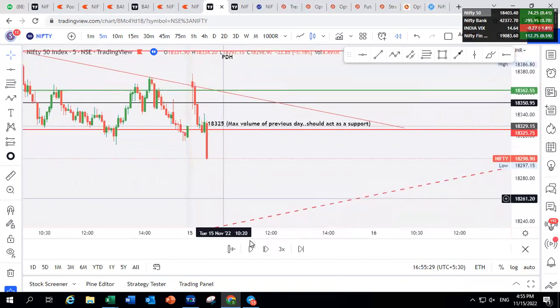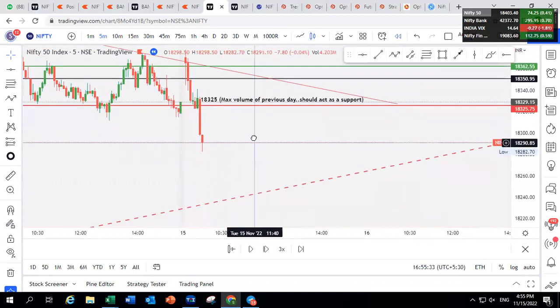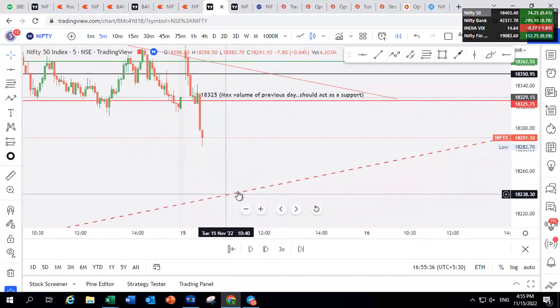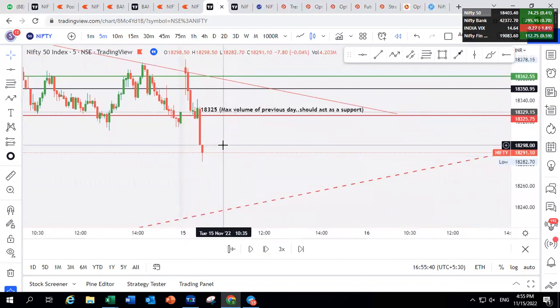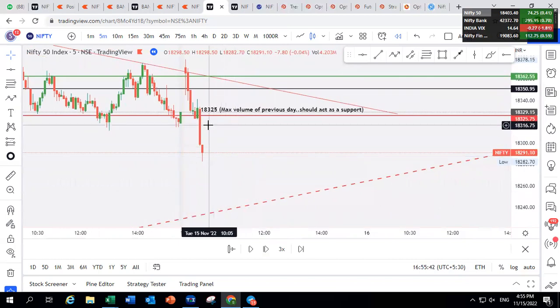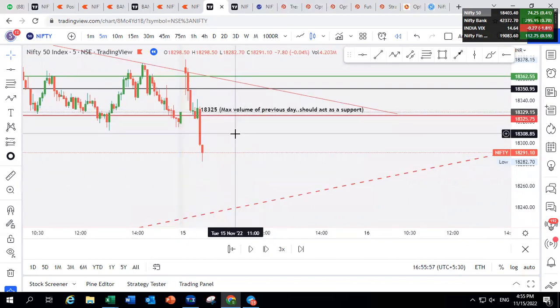Okay. Then the market moved. What is my target? My target was this particular line here, 18240. And remember, friends, I will either give an SL to the market or I will take my target. When I took this position, my SL was 18325. Exactly at 18325, I take my SL. I was very clear that if the market goes above 18325, then I will take my SL and move ahead.